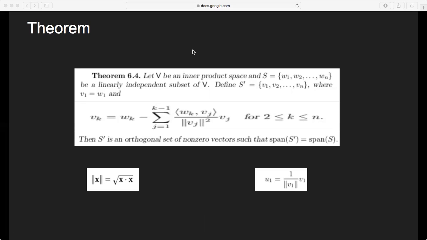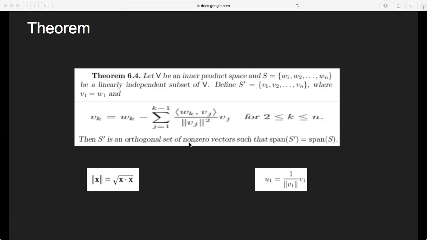We need to normalize it for this process. To do this, we divide it by the length of this orthogonal vector V2. So V2, what we just found here, divided by the length of V2, gives us the orthonormal vector. And then we continue this process for the remaining members of the set, all the way up to Wn, whatever that might be.